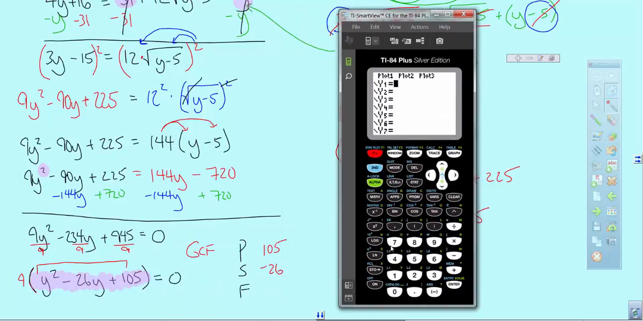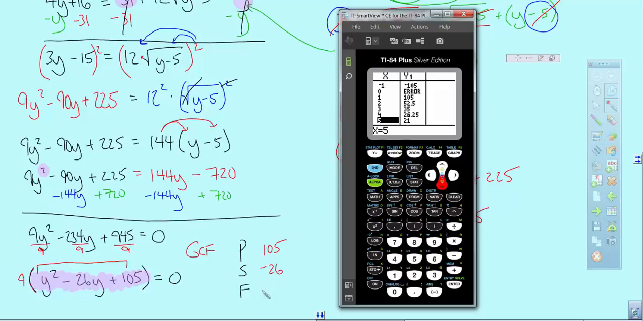I go y equals. I type in my product, 105. I divide it by x. Because that's essentially like saying 105 divided by 1 is 105. 105 divided by 2 is 52.5. 105 divided by 3 is 35. Remember, we're looking for 26. 105 divided by 4 doesn't go in evenly. 105 divided by 5 is 21.